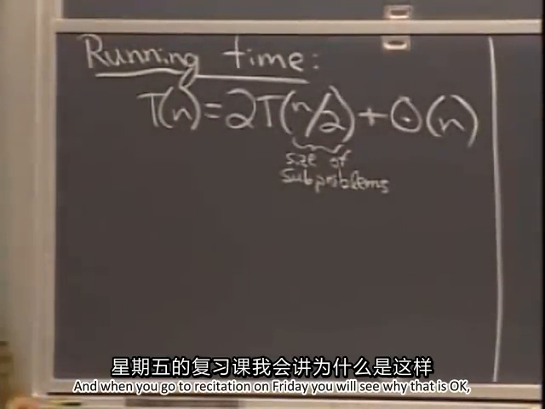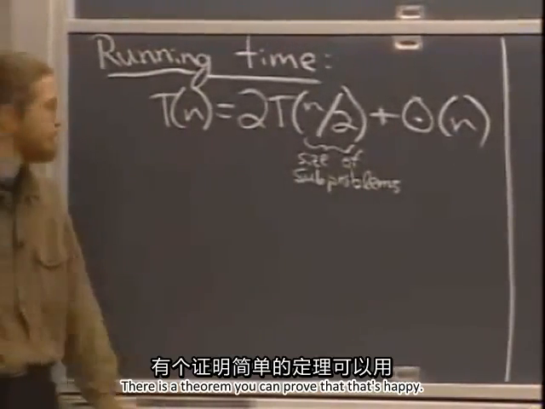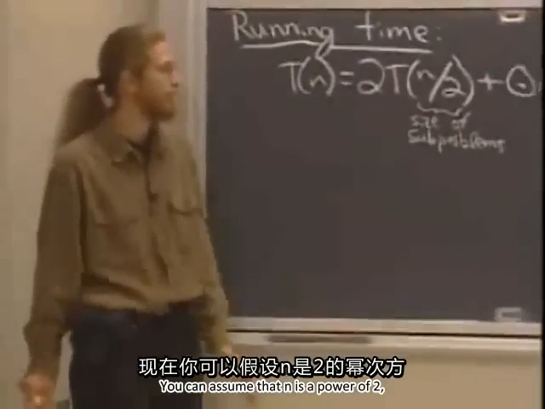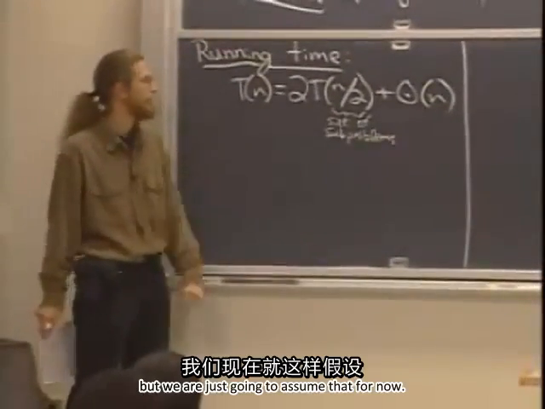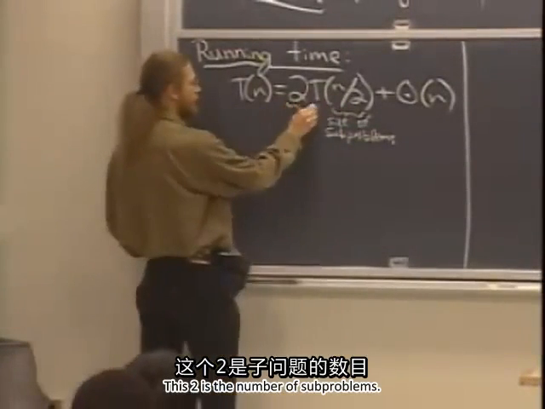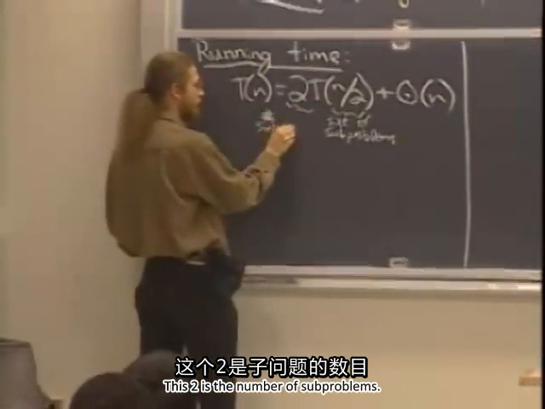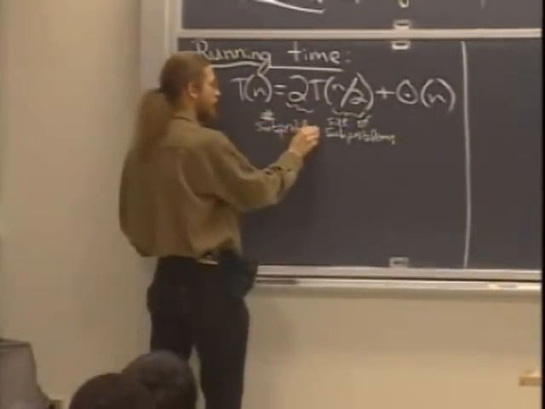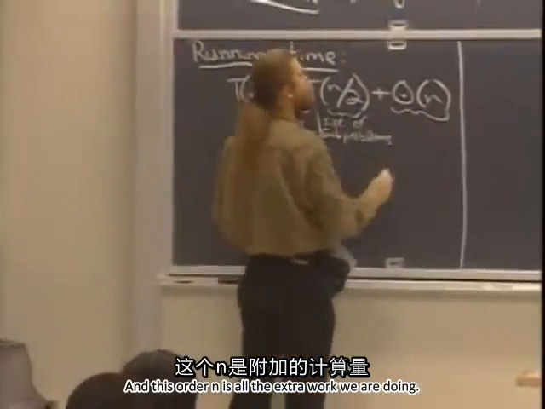And when you go to recitation on Friday, you'll see why that's OK. The floors and ceilings don't matter. There's a theorem you can prove that that's happy. You can assume that n is a power of 2. But we're just going to assume that for now. So we just have 2 problems of size n over 2. This 2 is the number of subproblems. And this order n is all the extra work we're doing.